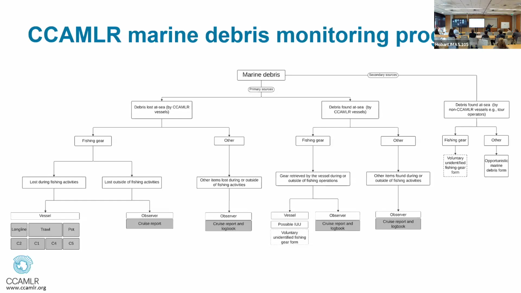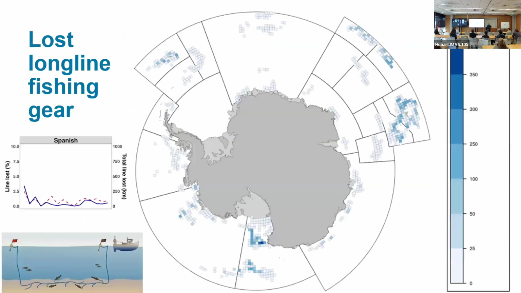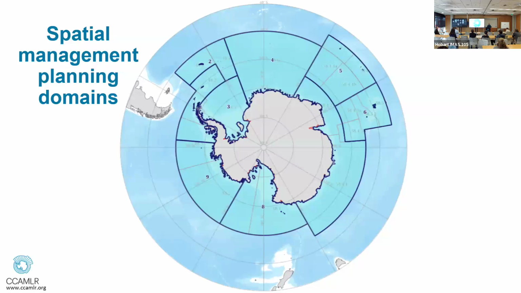There are lots of other data types out there. We have a marine debris monitoring program that tracks data from things that are lost or found by CCAMLR vessels. That allows us to track lost longline fishing gear in spatial and temporal ways so that we can work with the industry to reduce the amount of gear that's lost.